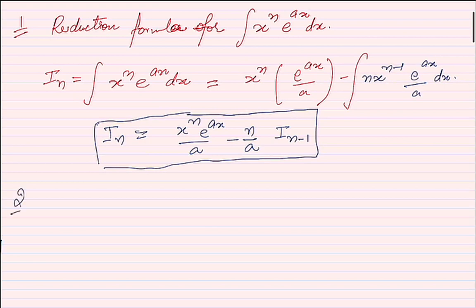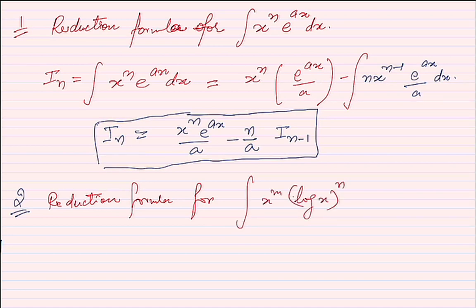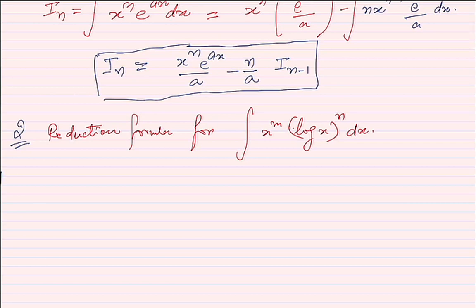Similarly, you have a reduction formula for log integrals, x raised to power m log x raised to power n dx. Okay, so here you have two powers, one is m, other is n, two indices. So of course our integral will depend upon both. So I will write it as I_mn, which is integral x raised to power m log x raised to power n dx.